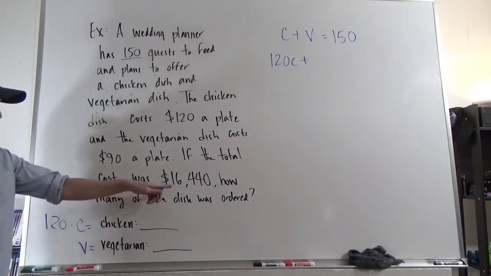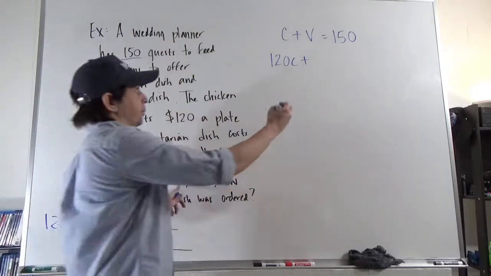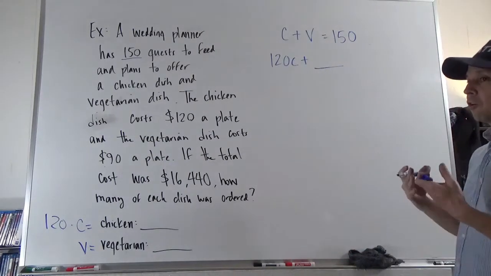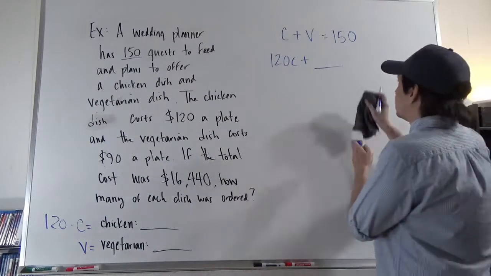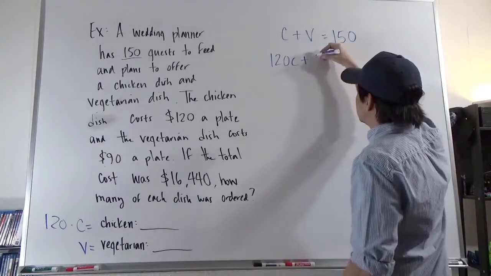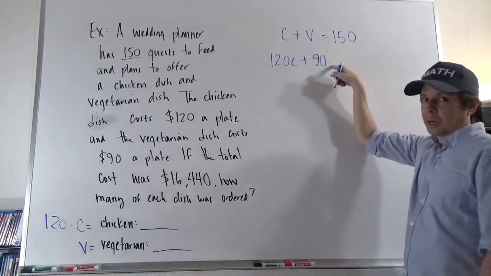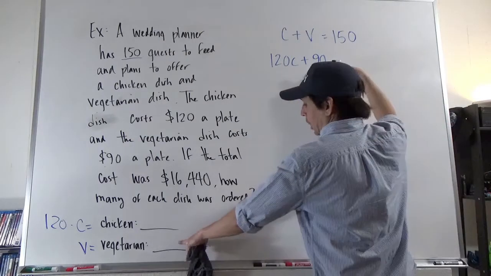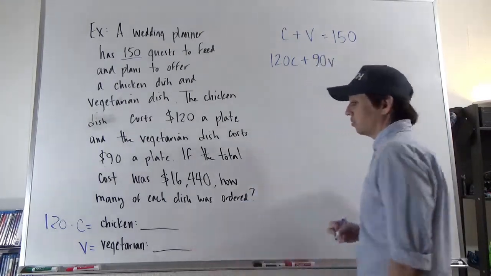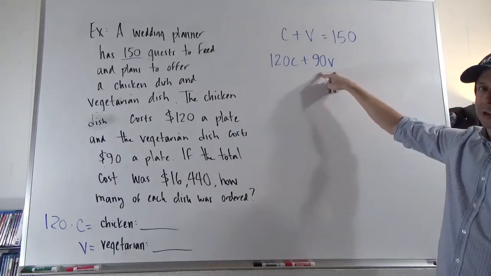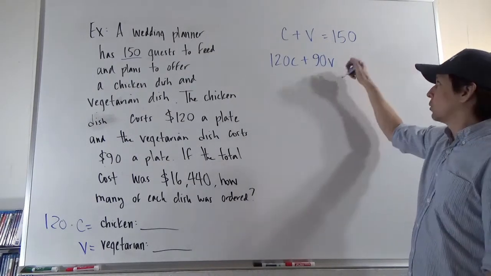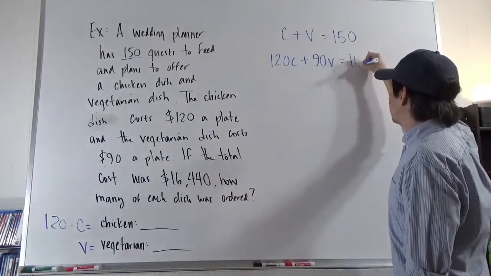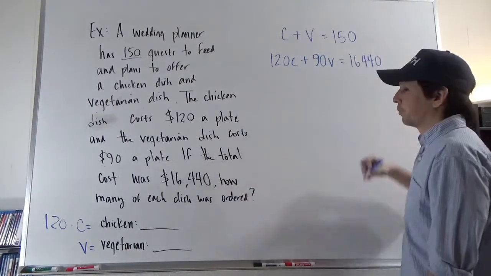I want to ultimately use the total cost, so what am I going to add it to? The total cost of all the vegetarian plates. Each one costs $90. I'm going to multiply that by the number of vegetarian plates that I need. $90 times how many? I don't know, but we're calling that unknown V. So that's the cost of all the vegetarian plates. Add them together, and what do we get? Well, according to us, they're billing us for $16,440, so that's what it should total to.